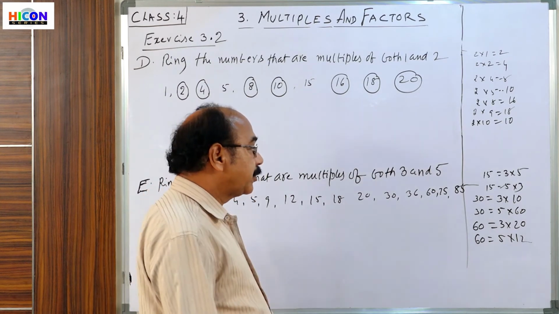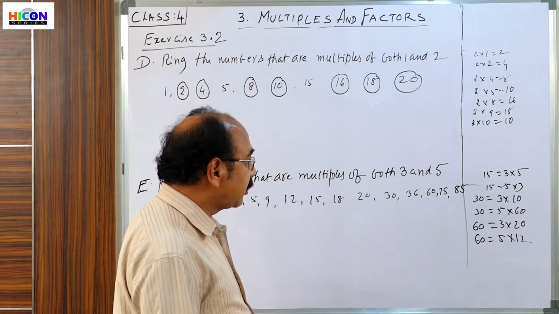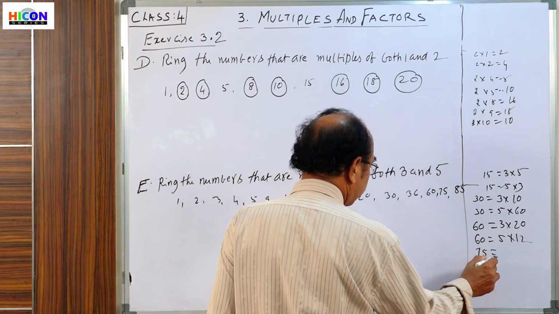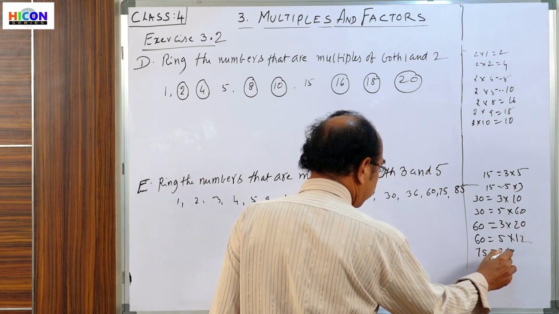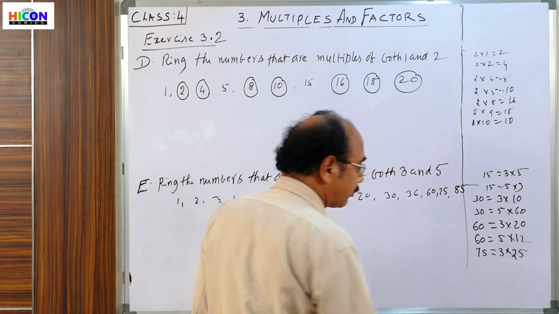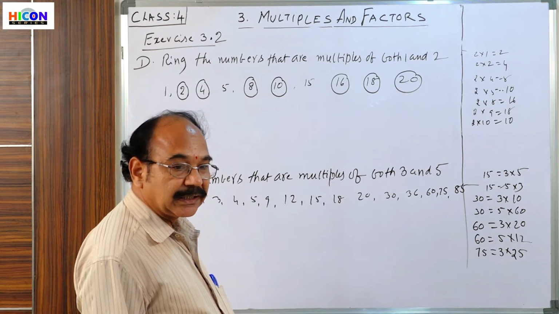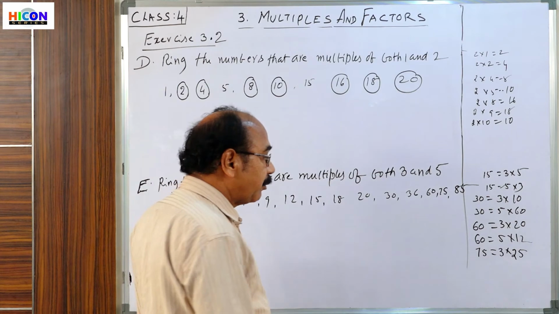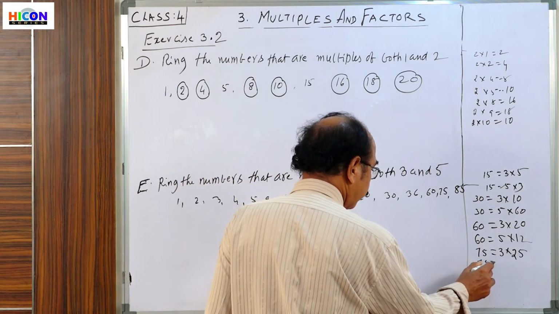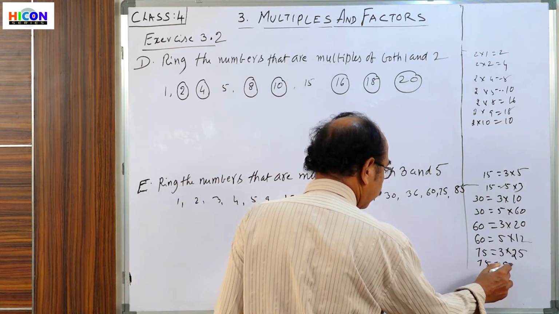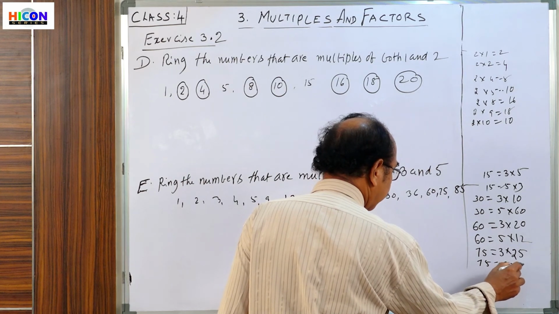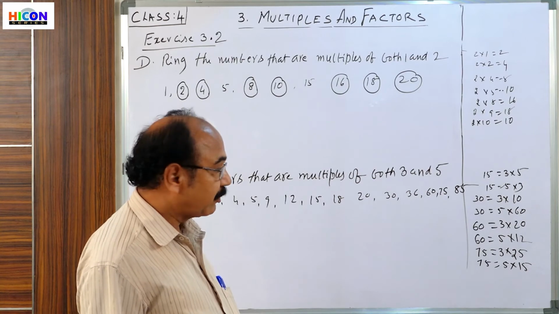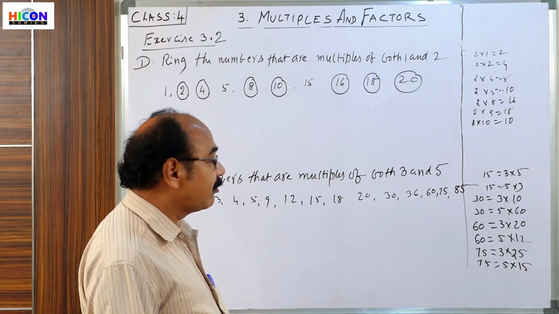And 75. See children. With the 3 table you tell. 3 twenty-fives are 75. Now with the 5 table tell. 5 fifteens are 75. So 75 we can mention.